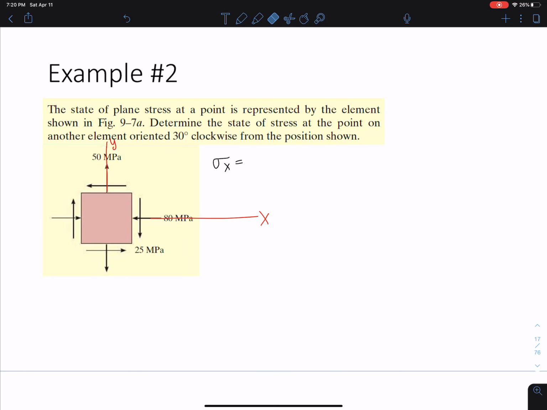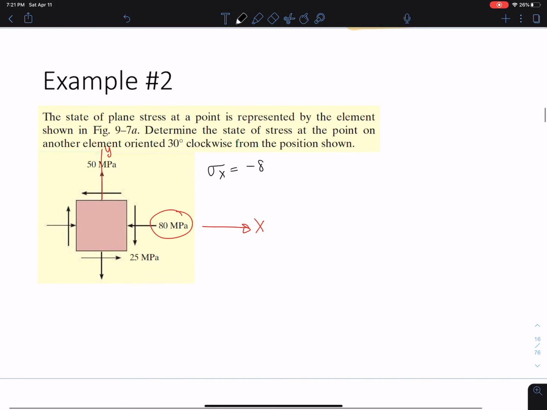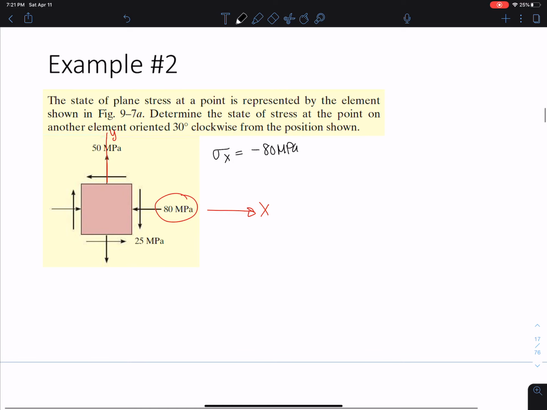Is sigma x, so whatever sigma you see in the x direction, which is 80, going towards the positive x or is it going away from the positive x? The answer is away, so here our sigma x is negative 80 MPa. Our sigma y is going towards the y-axis that we've defined as positive, so it's a positive 50 MPa.